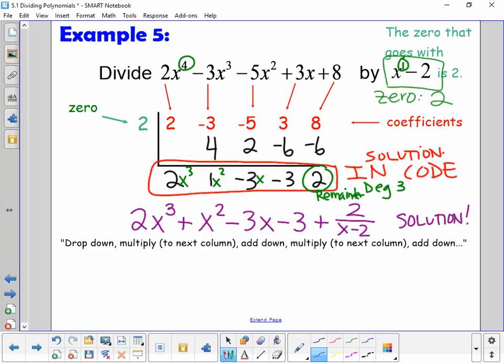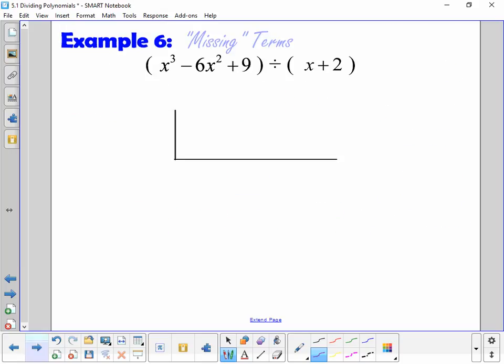Seems kind of weird at first, and it is sort of crazy that it works, because once you know the process, it's a very simple process, but much easier than long division. It would be nice if we could use it all the time. Just like with long division, you have to be careful of missing terms. If there is a missing term, you need to remember to put a 0 in for that.